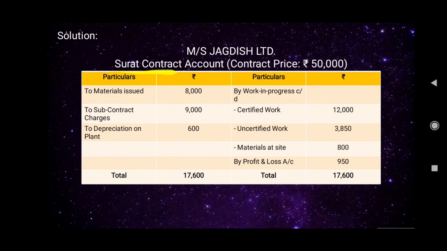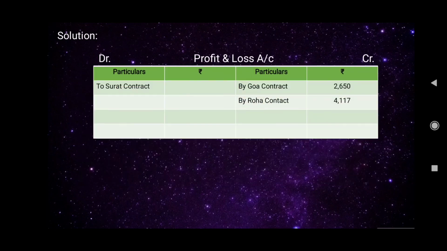Next, in Surat contract account, the profit and loss amount is coming on the credit side, which is 950. So we'll record it on the debit side of profit and loss account. To Surat contract amount is 950. So let us take the total of both the sides. So the total amount is 6,767 on the debit and on the credit side. And the balancing amount which is appearing on the debit side will be termed as net profit. So it will be 5,817.